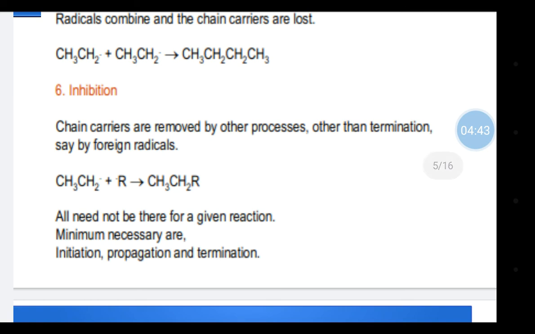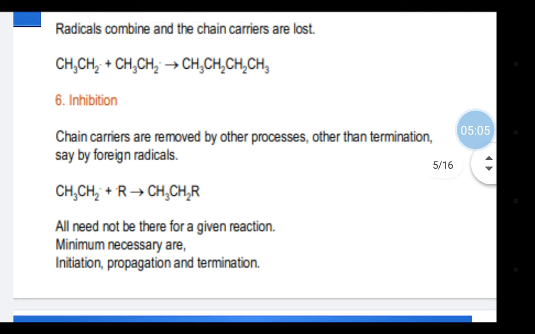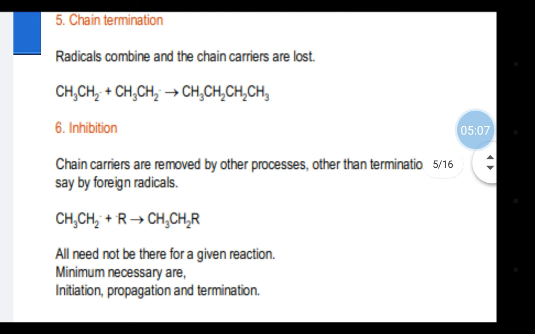Another step that may be present in a chain reaction is the inhibition step. The chain carriers are removed by other processes other than termination, say for example by foreign radicals. So in this chain inhibition step also, free radicals are removed. An example is given here. Ethyl free radical reacts with a foreign free radical to give CH3CH2R. So this is inhibition.